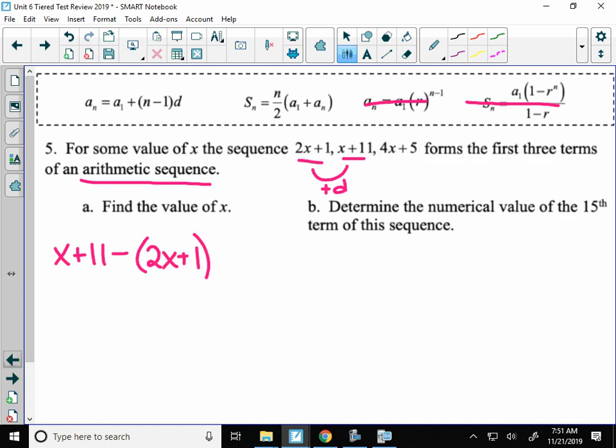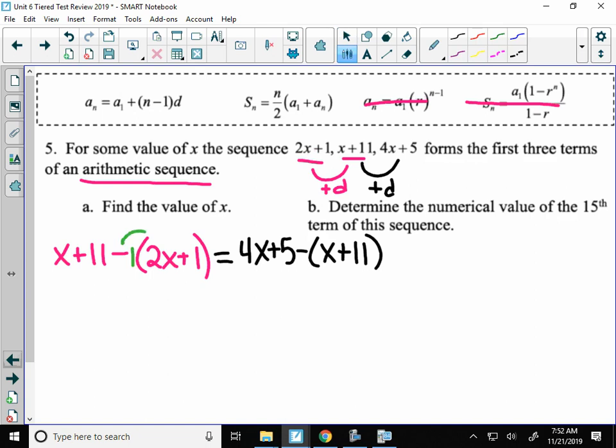Now, that's just the common difference for the first terms. I need to solve for x, so I need to set up an equation. You should be able to assume that the common difference is the same going from the second to the third term. So I'm going to set this equal to how I find the common difference for the second term, which is taking the third minus the second. Now I'm just going to solve that equation for x.